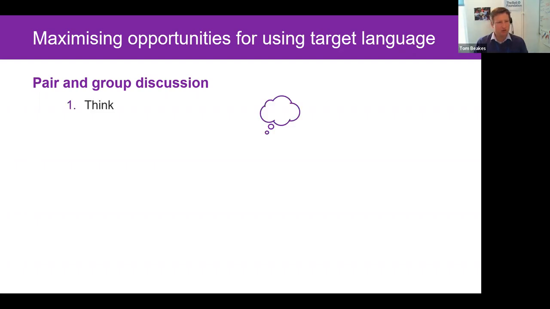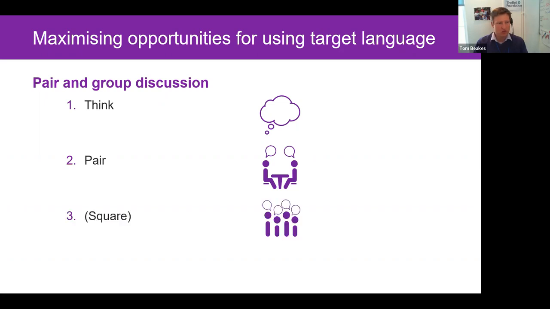is this one of think, where we set a task, but before we ask for a response, we get the students to think individually about what they're going to say. Then pair, where they would discuss their response with a partner, again giving them the opportunity to practice English potentially. There's an optional third step, which is the square, where the pair can then share their responses with another pair just to build up their ideas further.